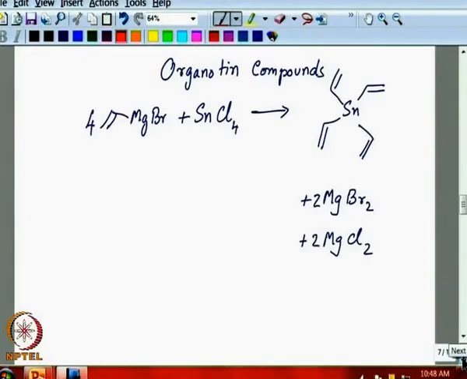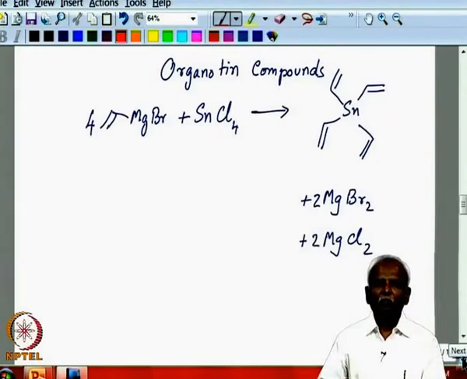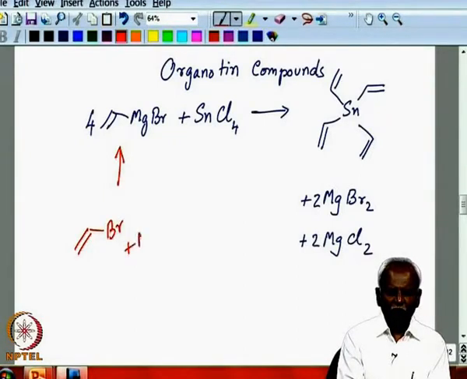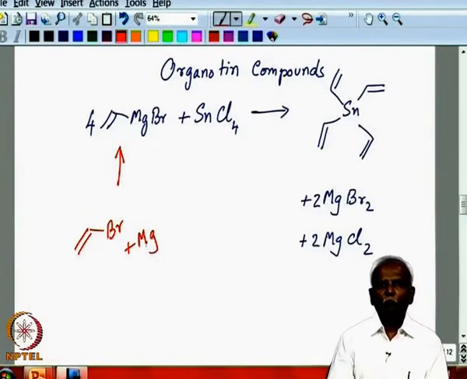So, organotin compounds are extremely important in the industry. It is also commonly used in the laboratory, and here is a transmetallation between magnesium and tin, and the group that is transferred is vinyl. One can generate the species from vinyl bromide and magnesium using the reaction that we talked about earlier.